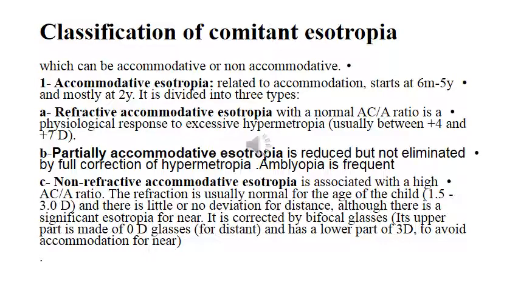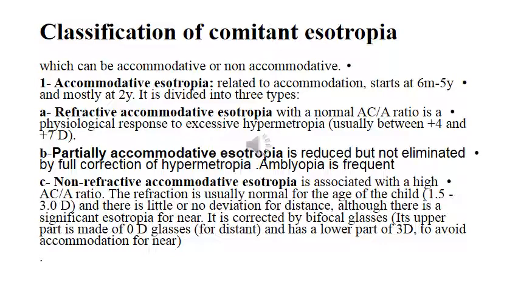Now we come to the non-refractive accommodative esotropia. There is no refractive error, no high hypermetropia. The normal range of hypermetropia for a child of age 1 to 2 to 3 years is 1.5 to 3 diopter, so no excessive hypermetropia, but the accommodative convergence to accommodation ratio is high. There is abnormality in convergence and accommodation. That's why we call it non-refractive accommodative esotropia.